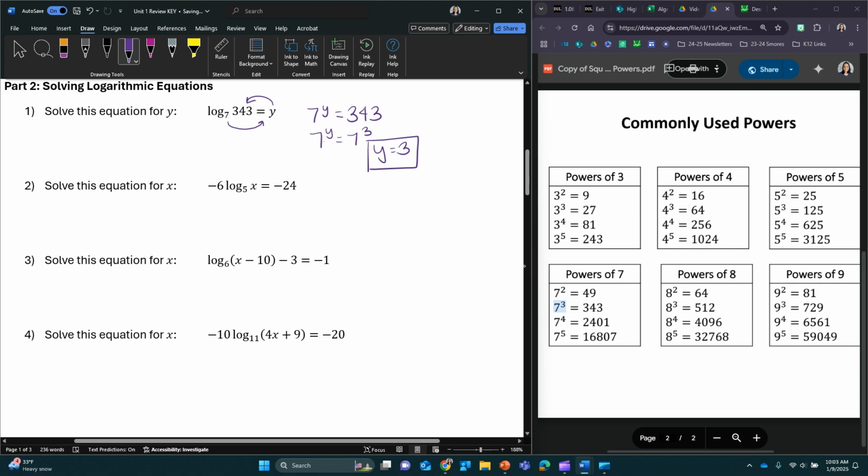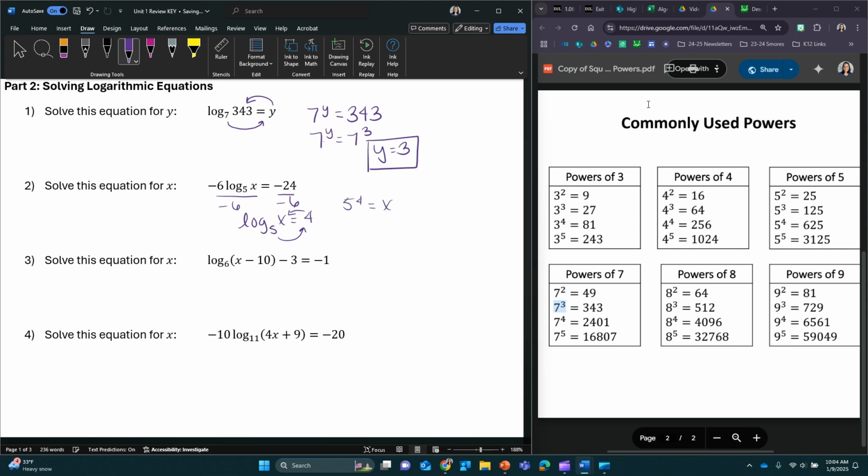Let's try number 2. So number 2 is a little bit different because notice our logarithm is already not isolated, okay, because it has that -6 in front. That -6 is a coefficient, so we need to go ahead and get rid of that by dividing both sides by -6. So when we divide both sides by -6, we have the log base 5 of x is equal to -24 divided by -6, which is +4. Now that the logarithm is isolated, we can go ahead and rewrite this in exponential form. So this is now telling us that 5 to the fourth is equal to x.